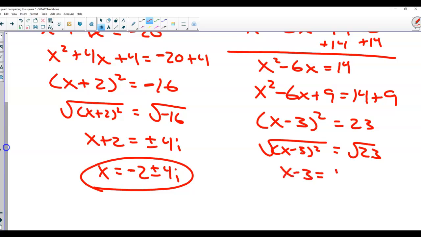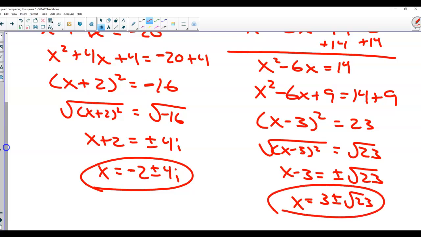So it's x minus 3 equals plus or minus, and we leave it as root 23. Add 3 to both sides. 3 plus or minus root 23. And that's our answer.